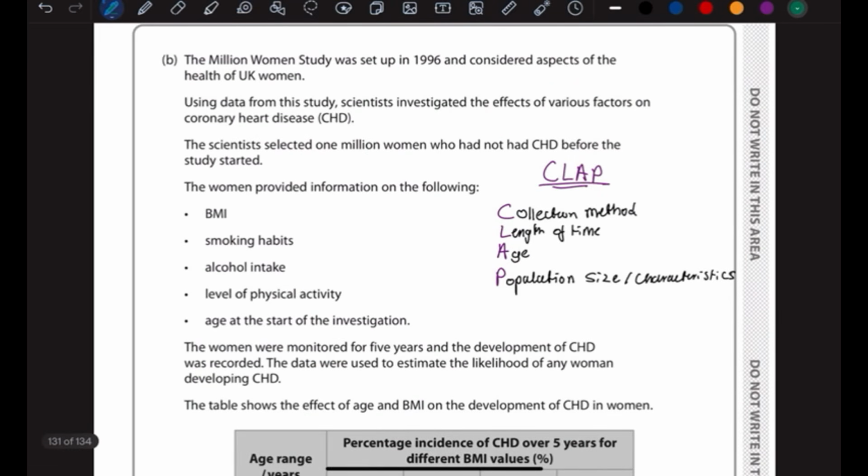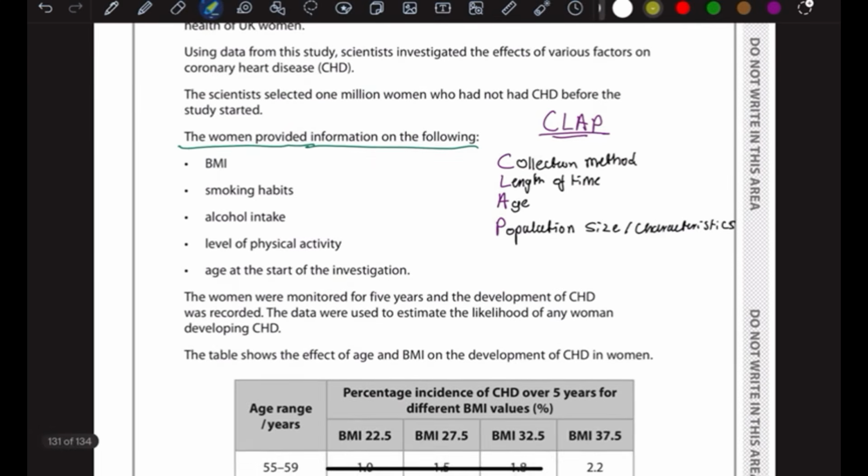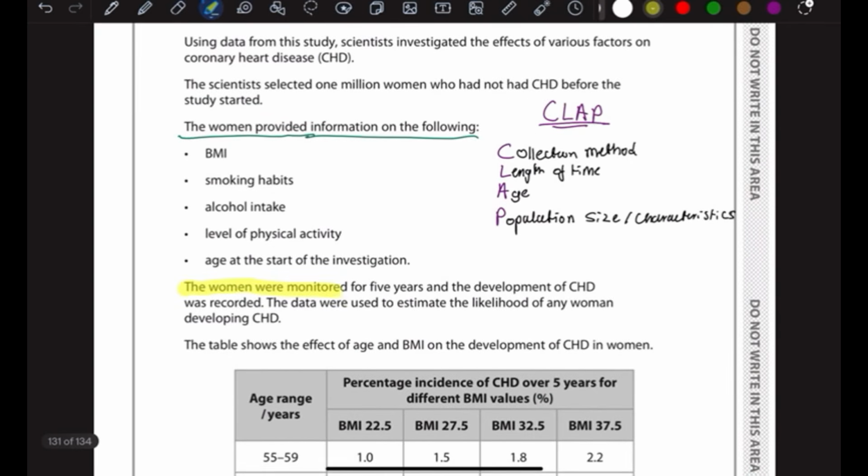So our collection method, they say here, the women provided information on the following. Yeah. That tells me that they kind of did a survey questionnaire kind of thing. That's something in the back of my head. It's a survey questionnaire. The length of time, let's see here. They said that the women were monitored for 5 years and the development of CHD was recorded. So I know that it's 5 years. That's the length of time.